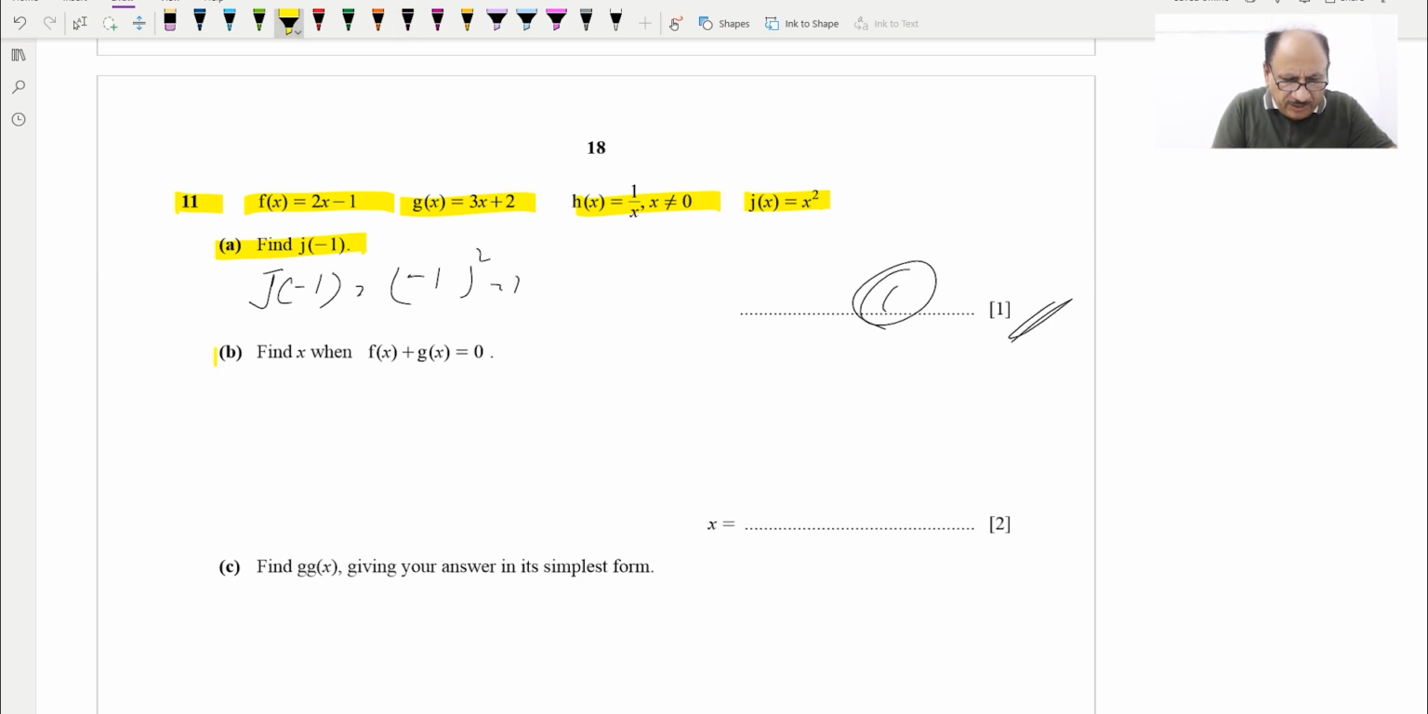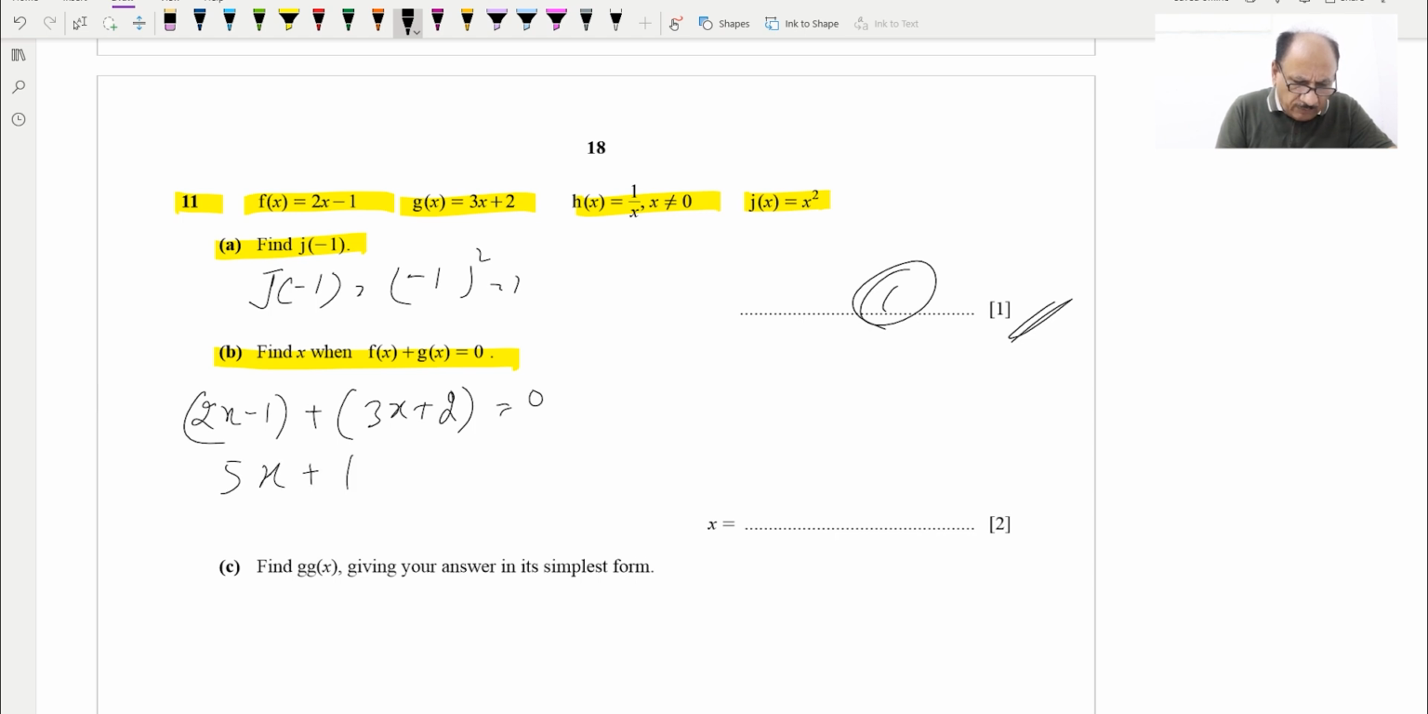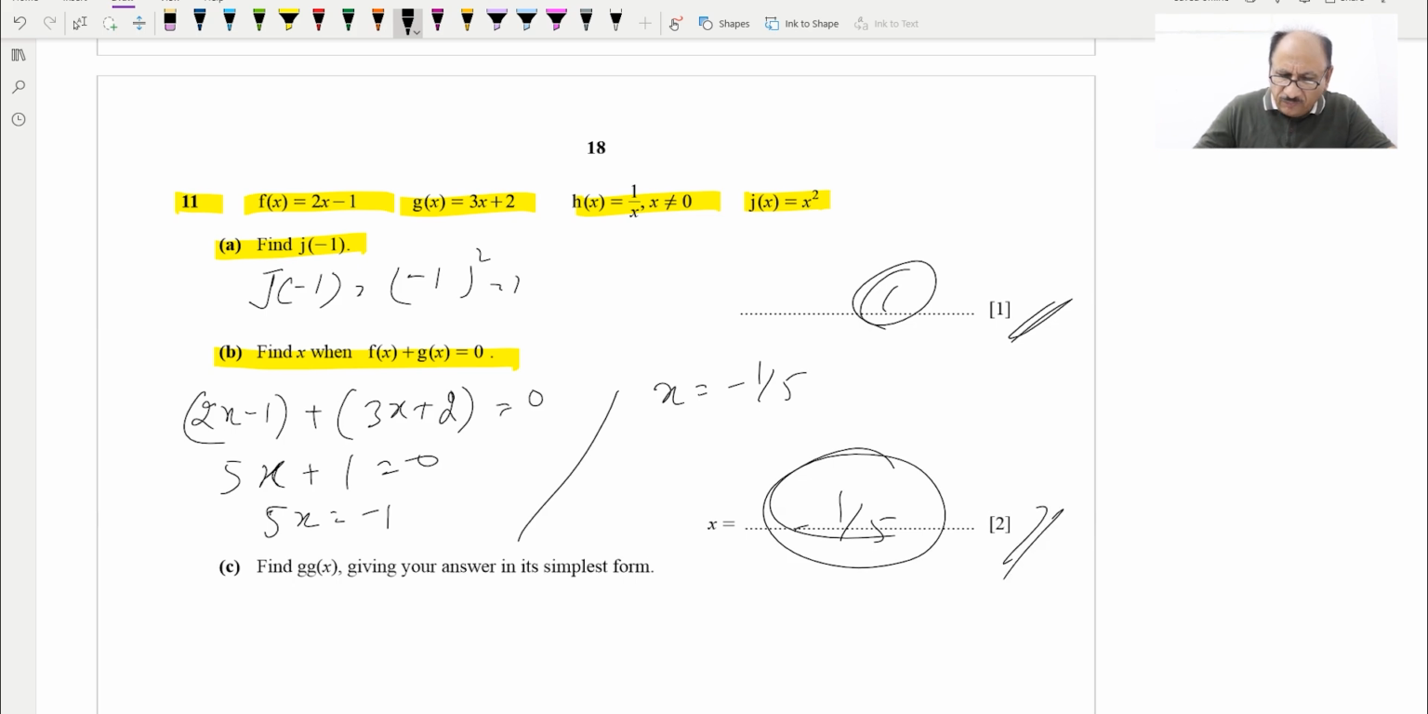Then find x when f of x plus g of x is equal to 0. So f of x is 2x minus 1 and g of x is 3x plus 2, and we put it equal to 0. If you open the bracket, it will be 5x plus 1, so 5x plus 1 is equal to 0. So 5x is equal to minus 1. This implies x is equal to minus 1 by 5. So minus 1 by 5 will be the answer for 2 marks.